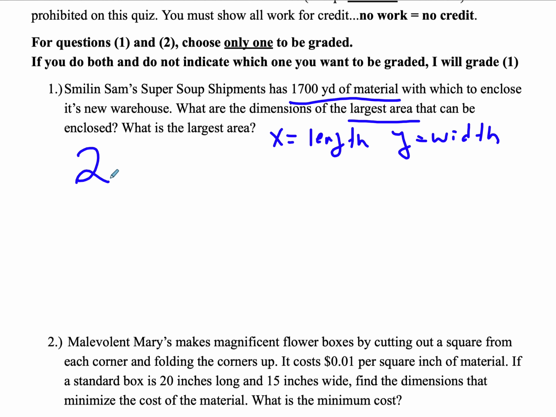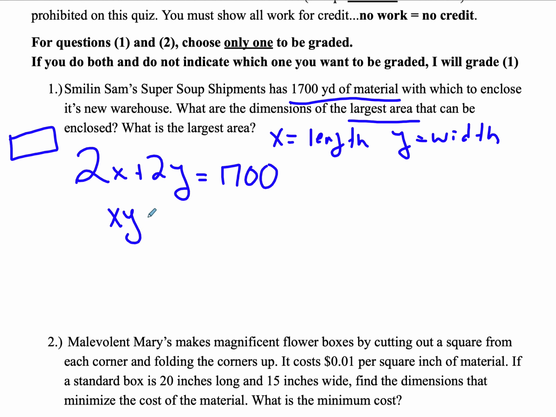So we have 2 times x plus 2 times y is 1,700, because we take twice the length. You can imagine we have this little shape right here. 2 of the lengths plus 2 of the widths has to be the whole perimeter of 1,700. And we know that area is equal to x times y. We don't know what the area is, but this is what we want to maximize.